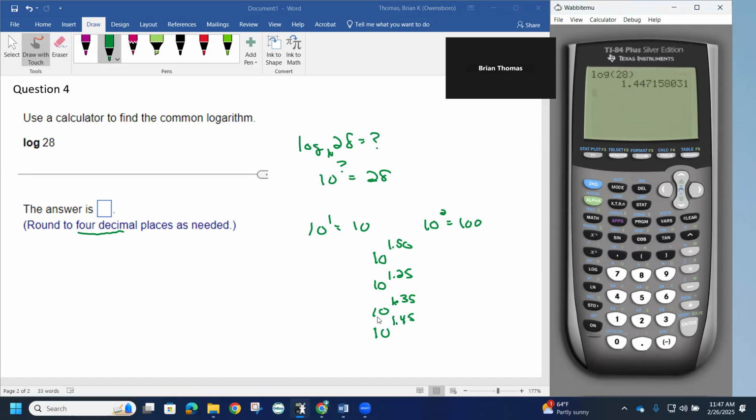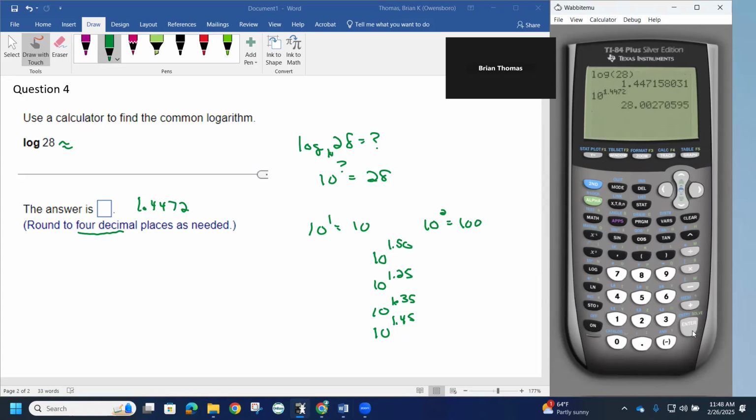Notice how we were saying around 1.45 was good, but the calculator has the ability to do this really quickly out to 4 places. We're seeing that it's going to be like 1.4472. So this is approximately 1.4472. So if I type in 10 to this exponent, 1.4472, that should give me something very, very close to 28.